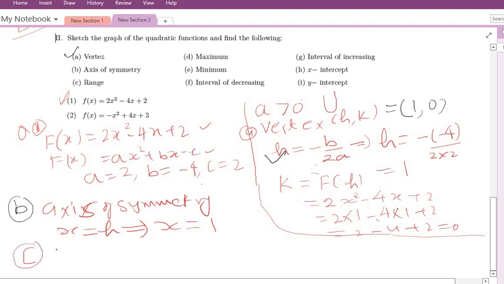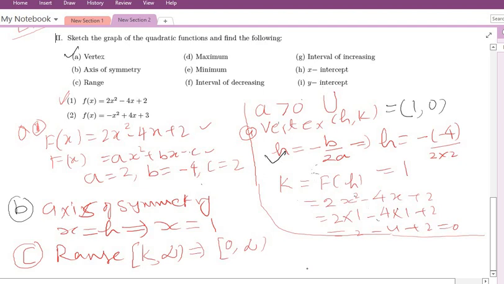C is range. So when a is positive, what is the range? Range is k comma plus infinity. What is k? k is 0, so that means the range is 0 comma infinity. This is the answer of C.